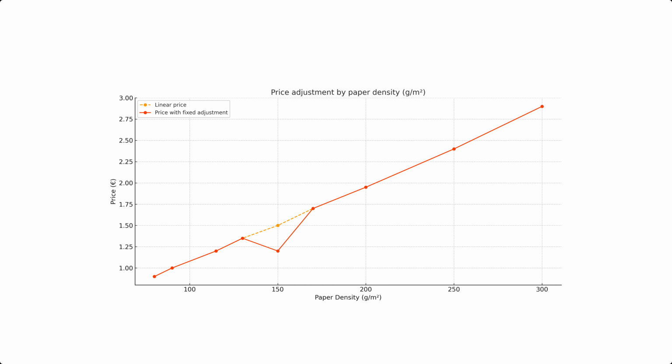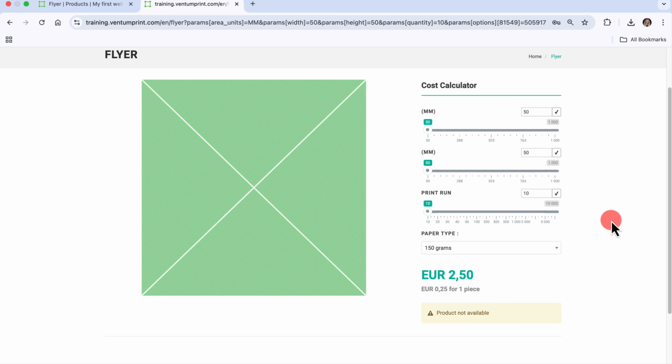So how can we influence the price at a specific point using a linear calculator? In VentumPrint, we apply a hybrid calculation method based on linear pricing, while also featuring functionality that incorporates the advantages of the tabular system. Let's explore this hybrid method through an abstract example.